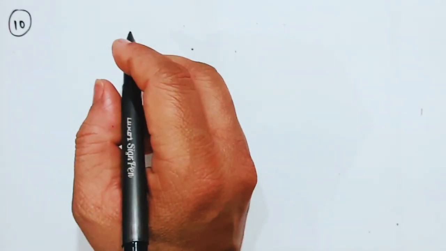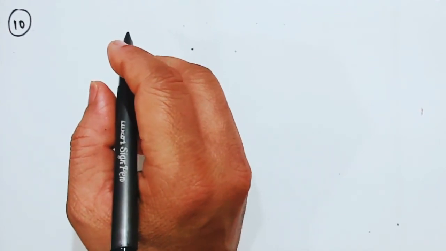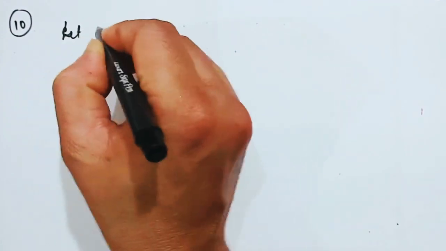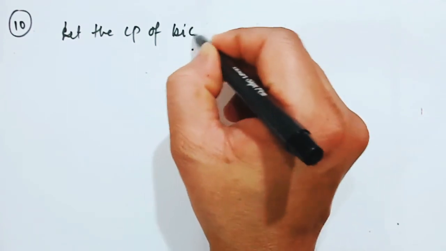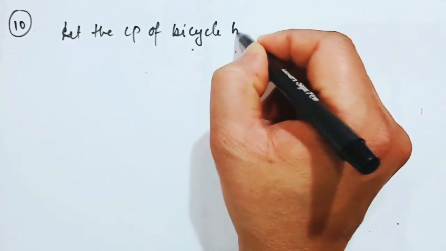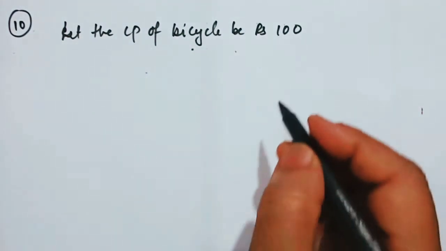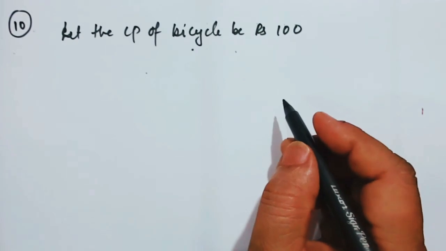See number 10. A man sold a bicycle at 5% profit. The cost price is not given. So let the cost price of the bicycle be rupees 100. Okay. Cost price of bicycle is equal to rupees 100.